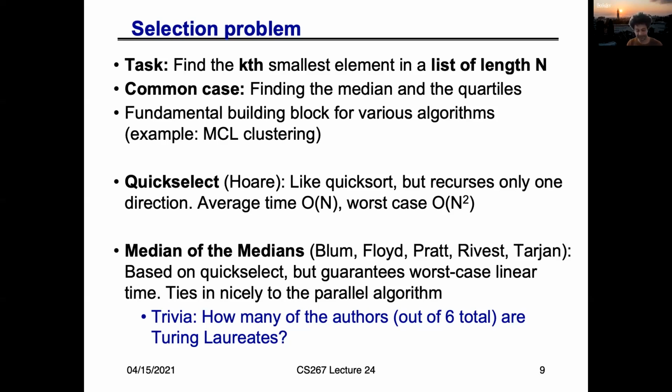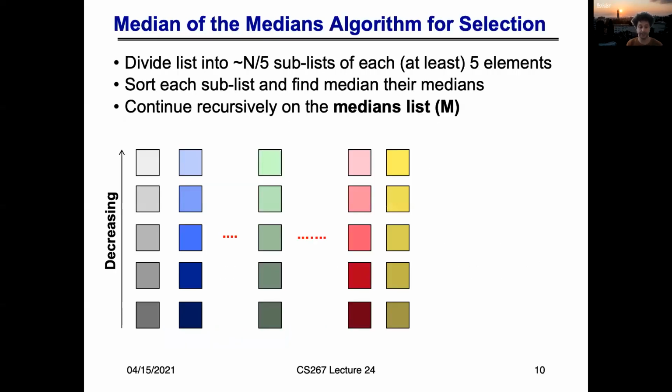So that's a very famous group of people who have worked on this problem. The median of medians is based on quickselect, but in a way that it chooses the pivot, it guarantees worst case linear time. And it will tie into a parallel algorithm. So let's start with the algorithm description.